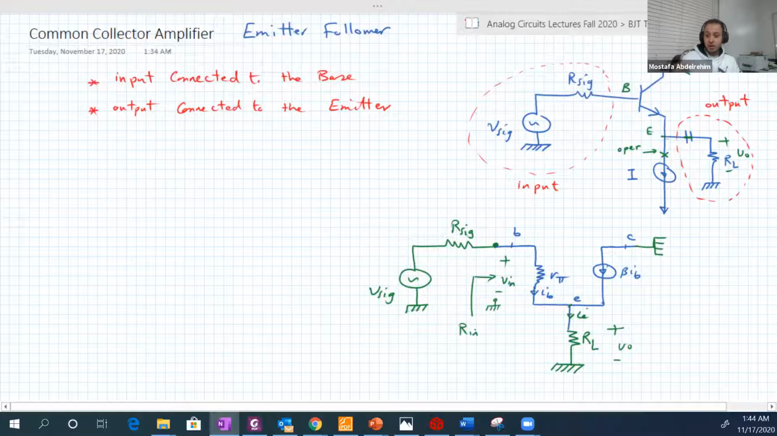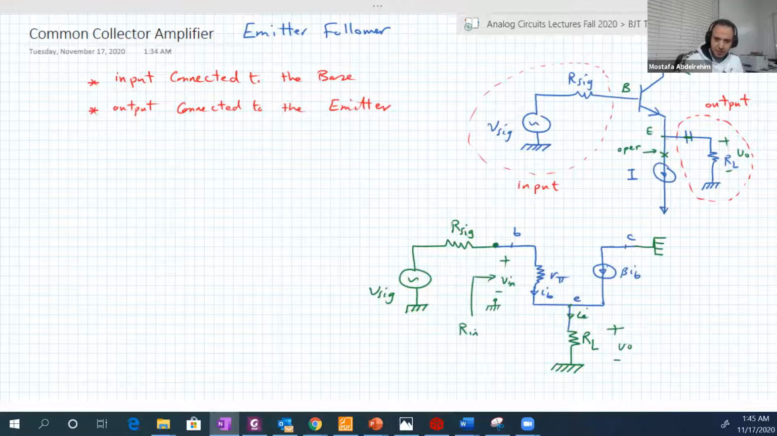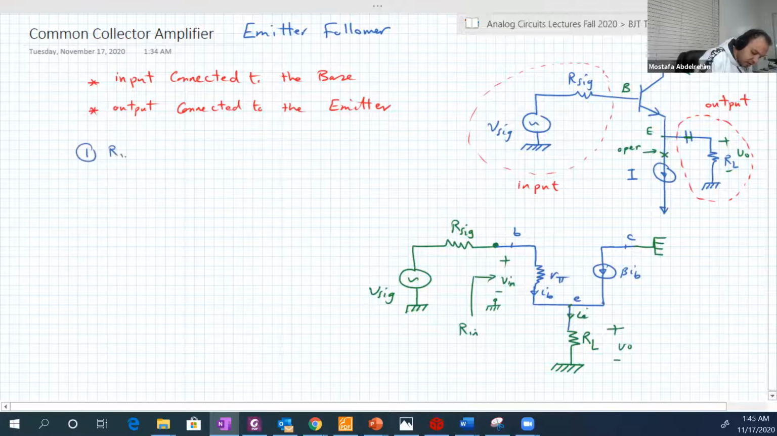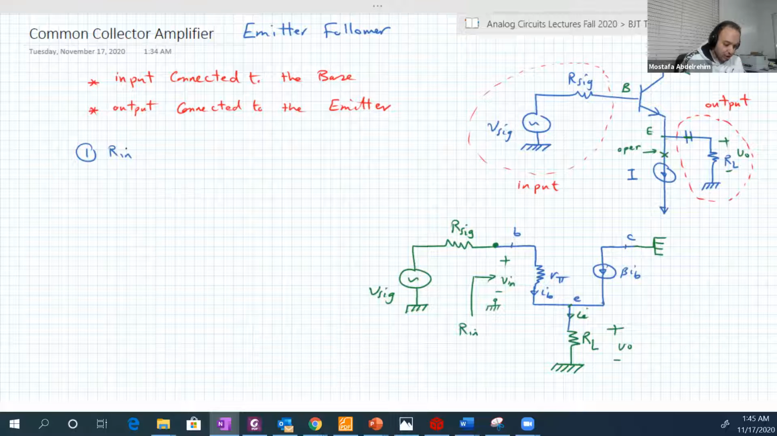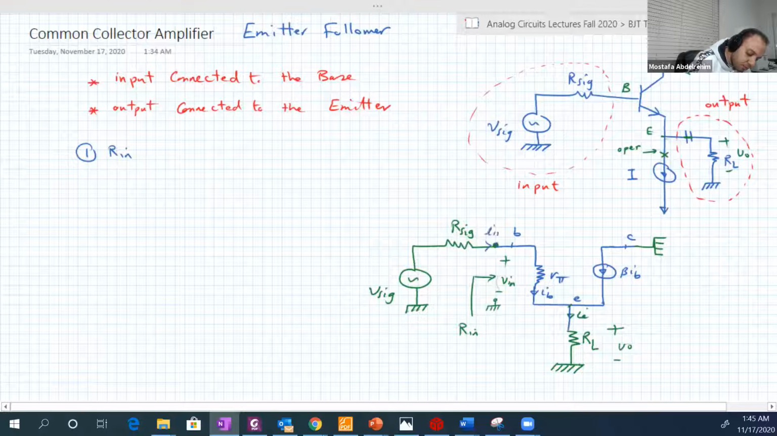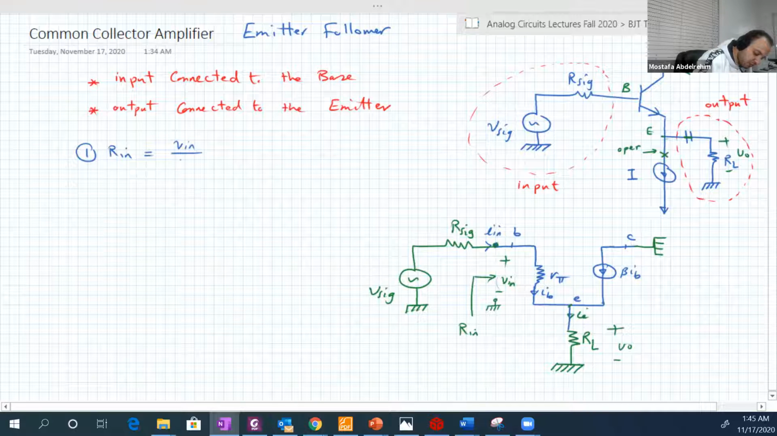Good. So let's find out our basic characteristics of any amplifier: our input, our output, and AV, the voltage gain. Number 1, our input. Sometimes I call it RI or RIN, all are the same. So what is our input? Basically, our input is between this terminal and the ground. So it's equal to V input over I input, assuming that there is a current called I input flowing in that branch.